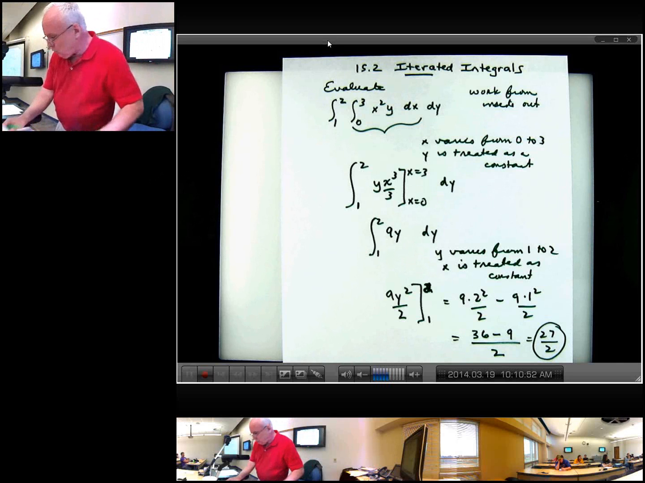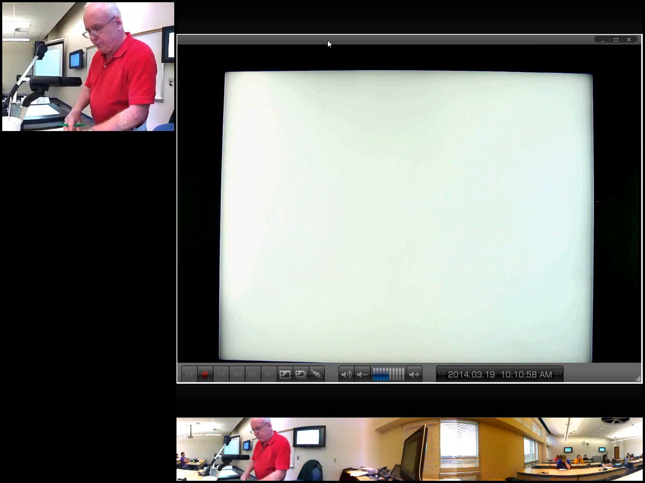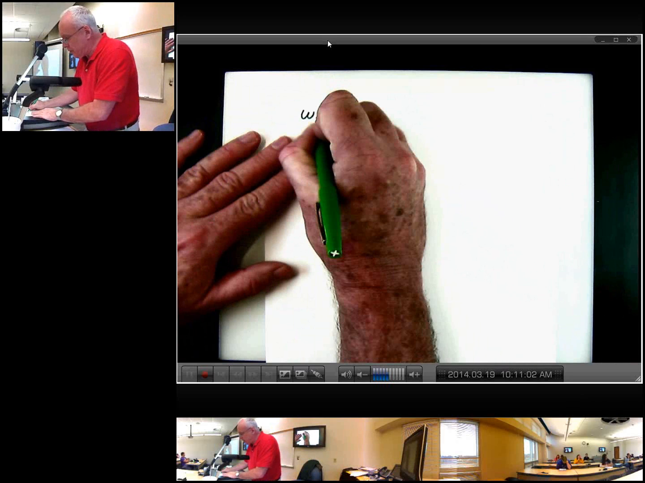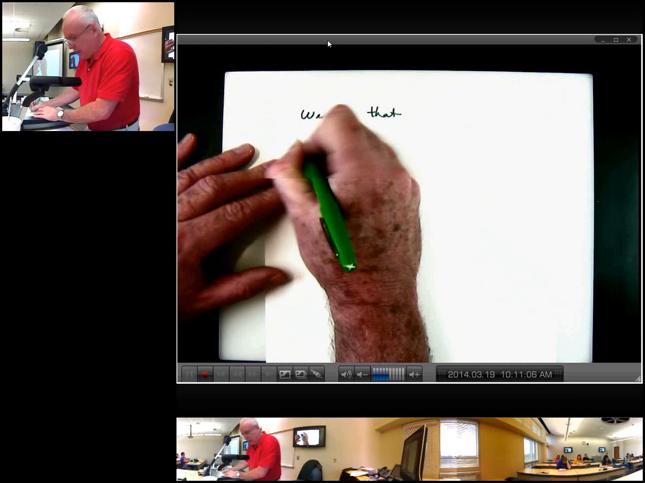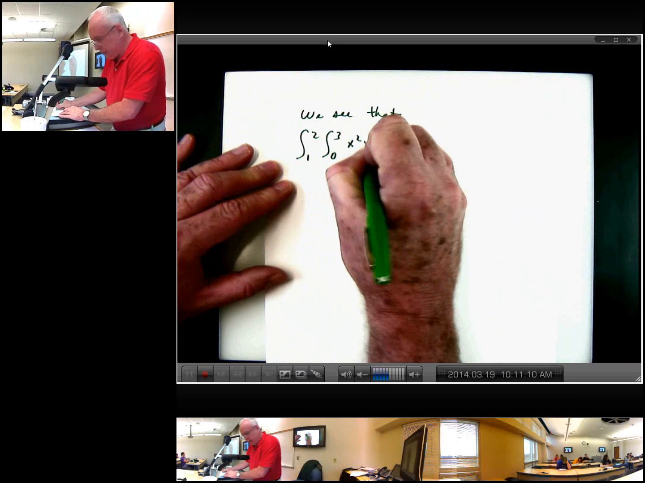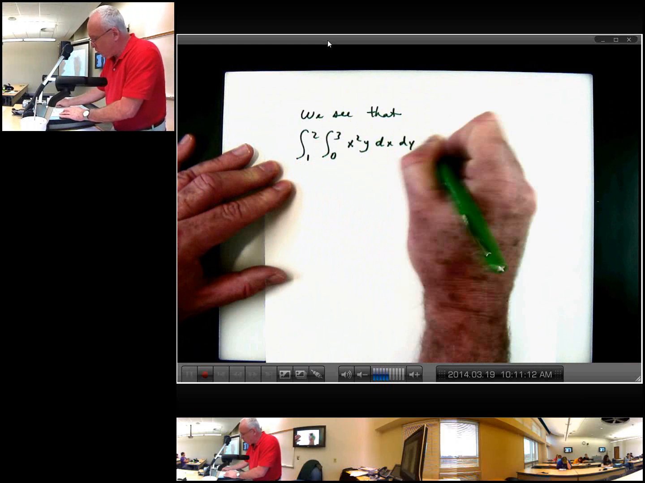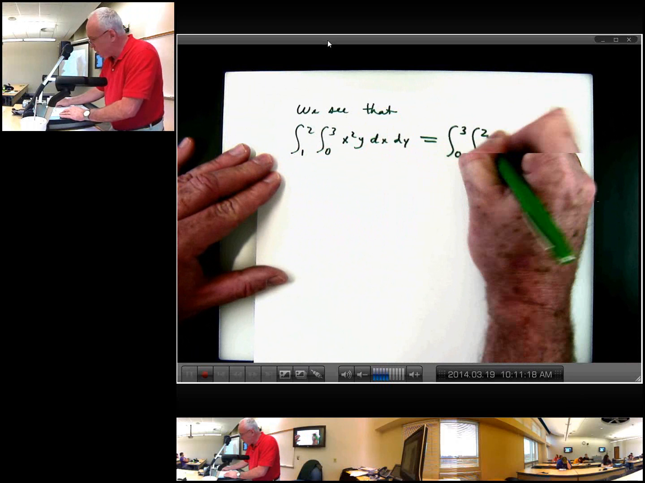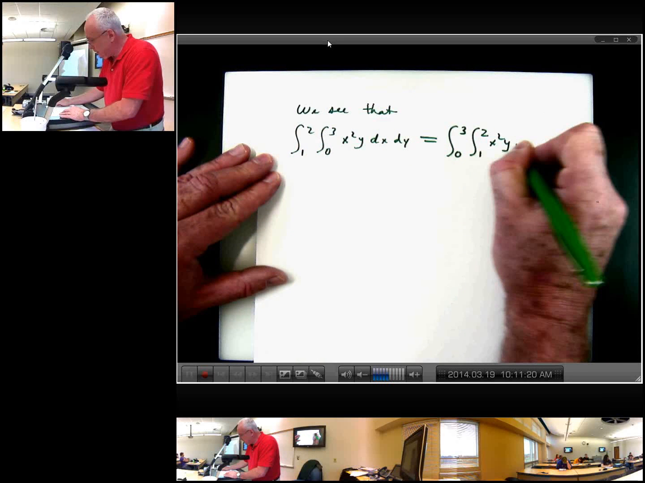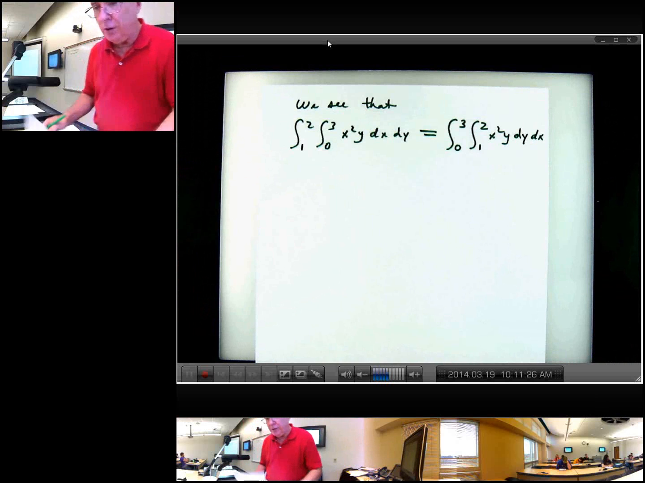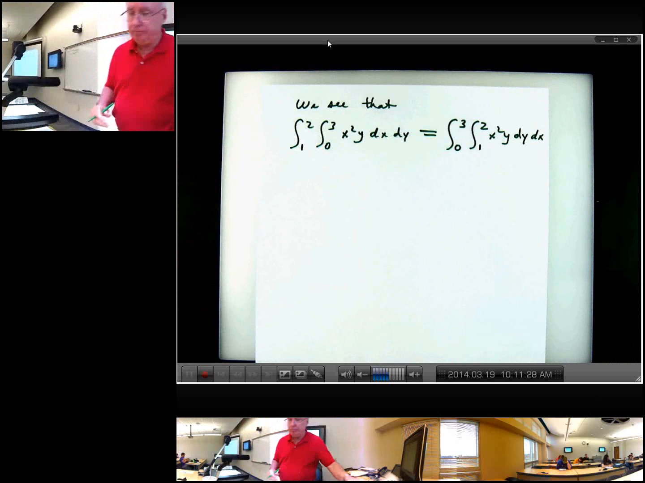So what I want to put here then in conclusion is, we see that the integral from 1 to 2, from 0 to 3 of x squared y dx dy equals, going the other way, from 0 to 3, 1 to 2, x squared y dy dx. Okay, same answer, different orders of integration. All right.